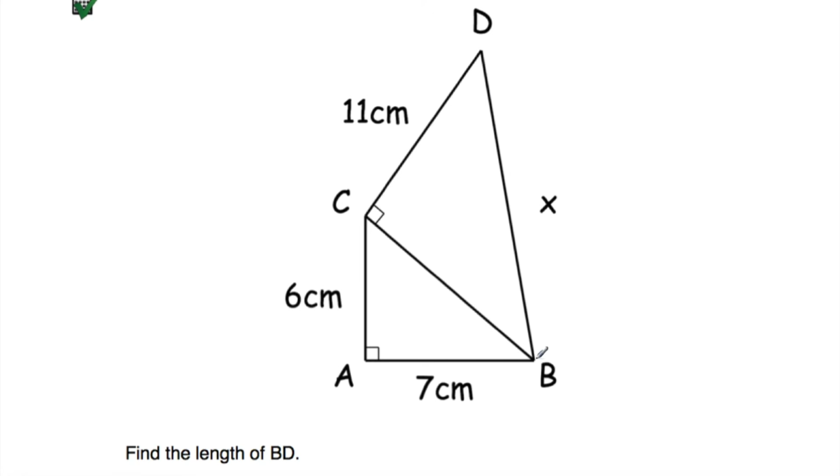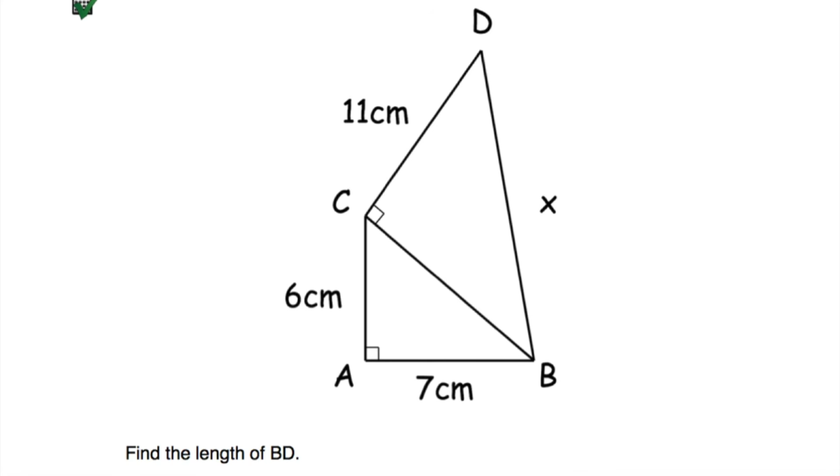Now, if you have a look at this triangle BCD, we've only got the length of one side, so we're not going to be able to use Pythagoras' theorem. But if we have a look at the triangle at the bottom, ABC, we've got the length of two sides. We know that AC is 6 centimeters and AB is 7 centimeters, so we could use Pythagoras' theorem to find the length of BC. Then, once we find the length of BC, we can use Pythagoras' theorem again to find the length of BD, the X. So let's do that.